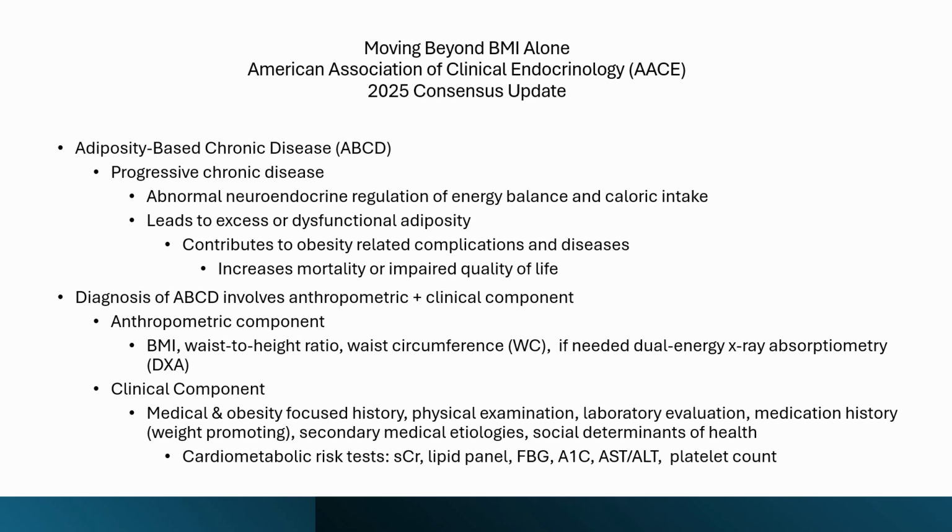The diagnosis of ABCD involves both anthropometric and clinical components to determine the disease severity. The anthropometric components involve the use of BMI, waist to height ratio, waist circumference, and if needed, the use of dual energy X-ray absorptiometry when BMI and physical examination are inconclusive. The clinical component assesses for obesity-related complications, which include cardiometabolic, biomechanical, psychological, and social determinants of health.